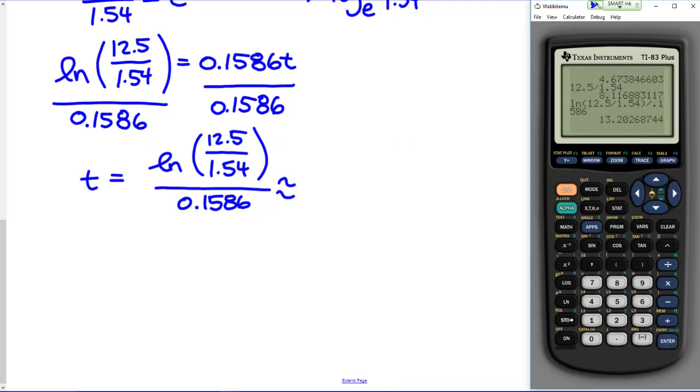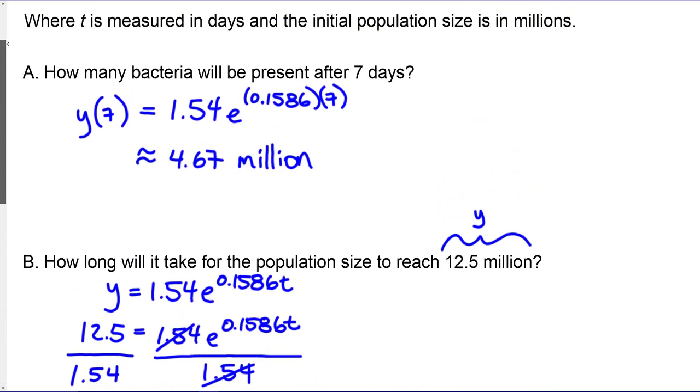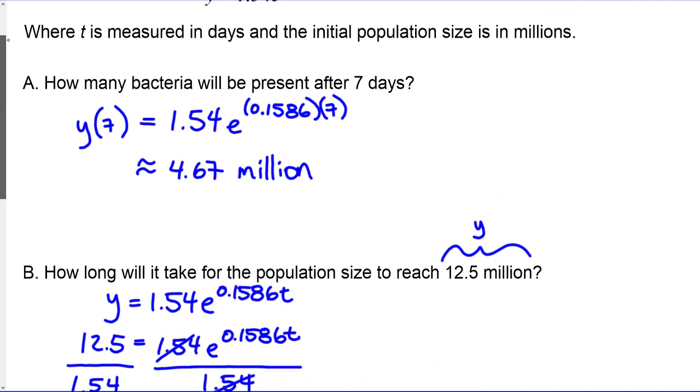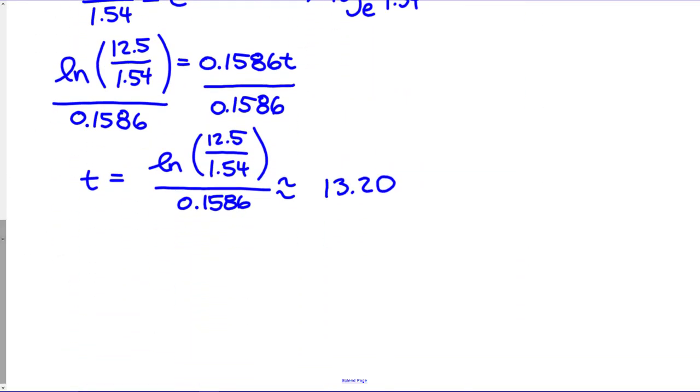So now I get 13.20. And this is an amount of time. And the original unit for the amount of time was days. So this would be 13.20 days. That's how long it would take to reach 12.5 million.